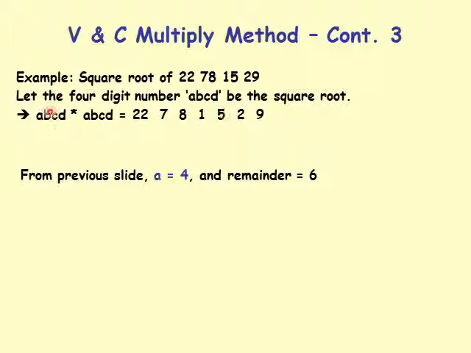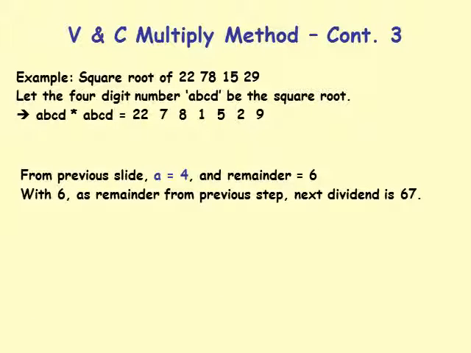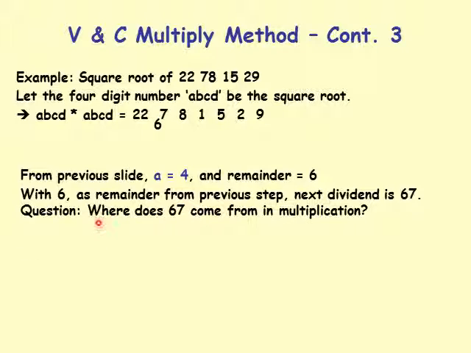So what is the problem so far? ABCD times ABCD is 22781529. A is 4, and the remainder is 6. We have leftmost digit 4. Now with 6 as the remainder from the previous step, the next dividend is 67. Now what will we divide by? Where does 67 come from in the multiplication? 67 is the next digit of the answer, the next number on the right.